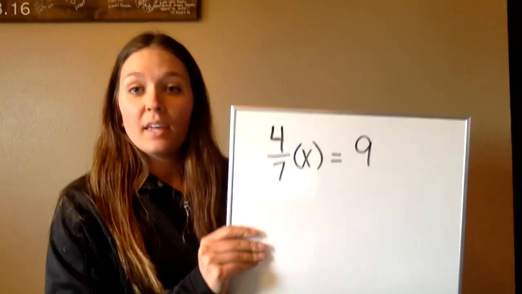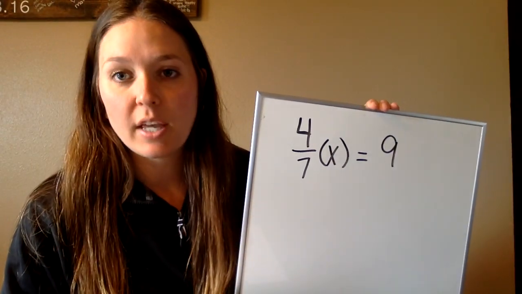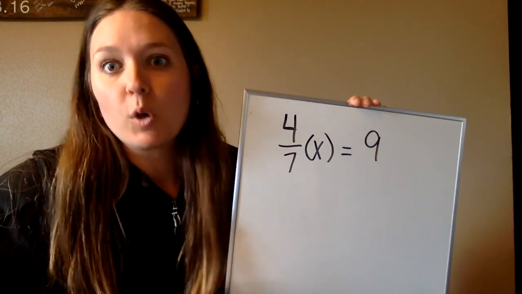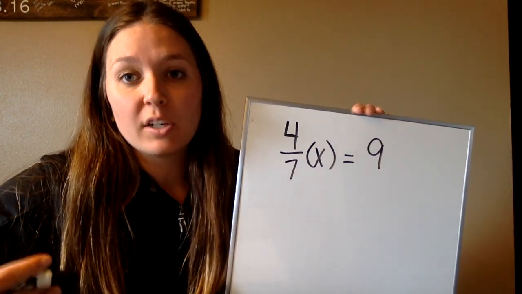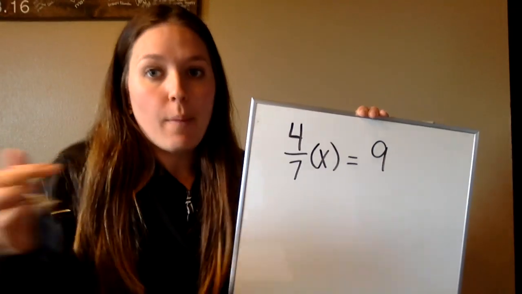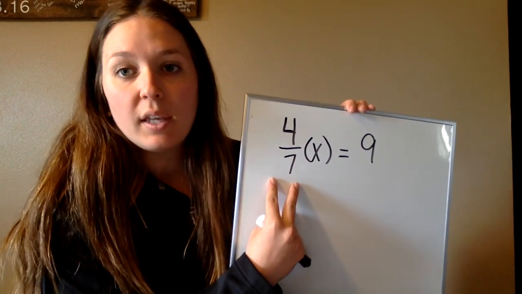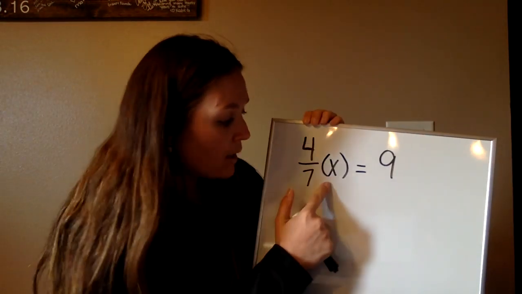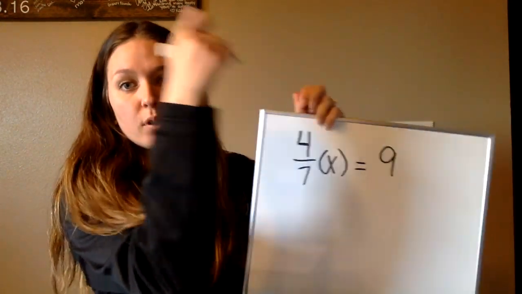Now, if you went through the Pear Deck presentation, you learned some strategies that you can do. The one that we talked about in class and that I think most people are going to rely on, that really works for them, is multiplying by the coefficient's reciprocal. Remember, the coefficient is the number in front of x. So it is the 4/7. So in order to get what 1x equals, we're going to multiply by the coefficient's reciprocal.